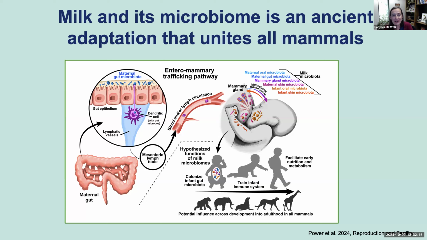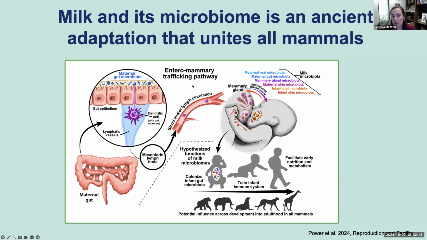As you all know, milk and its microbiome is an ancient adaptation that unites all mammals. Every mammal produces milk. Every mammal that we have looked into has a microbiome. And it's a really complex story about where those milk microbes come from. There's evidence for the oral mammary trafficking pathway. It's a recent one that people have found evidence for, which is really fascinating.